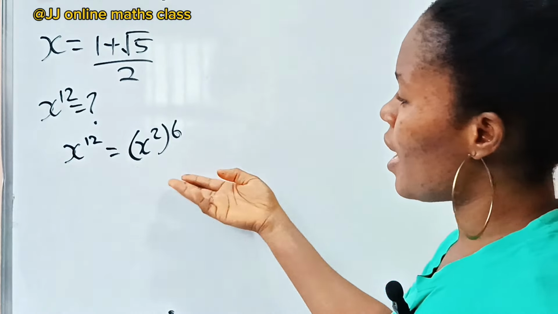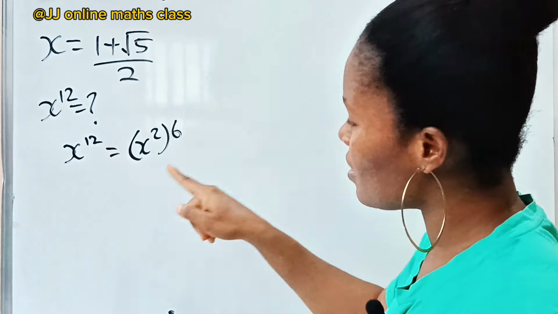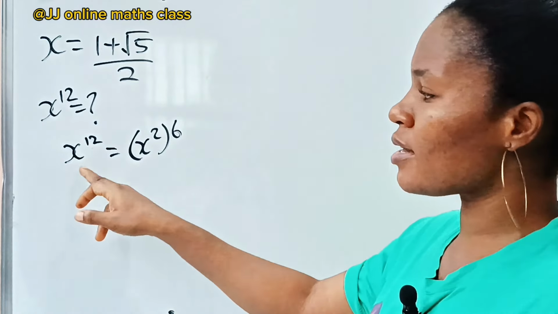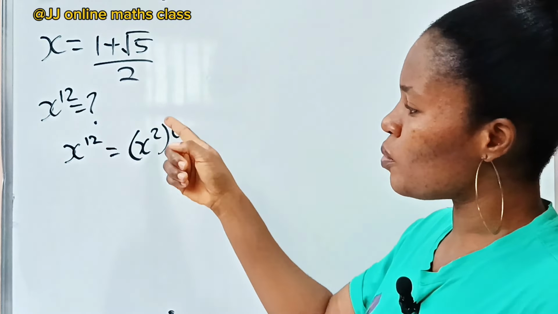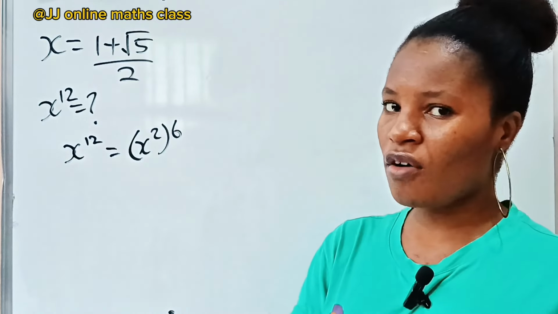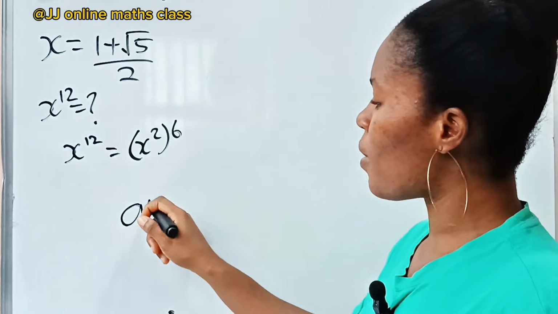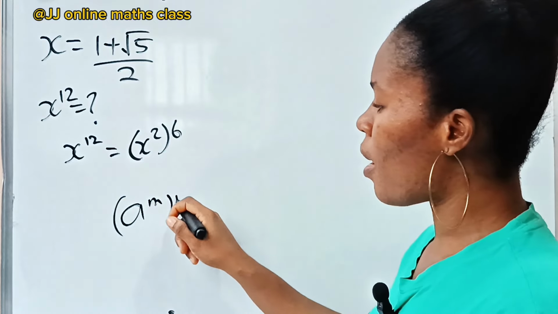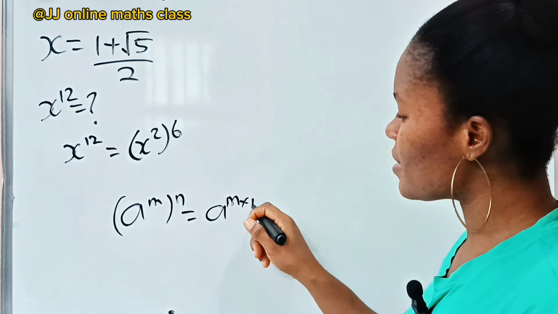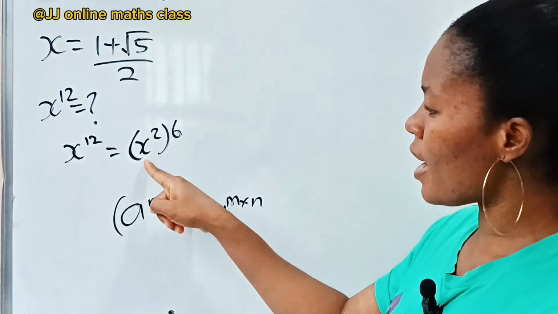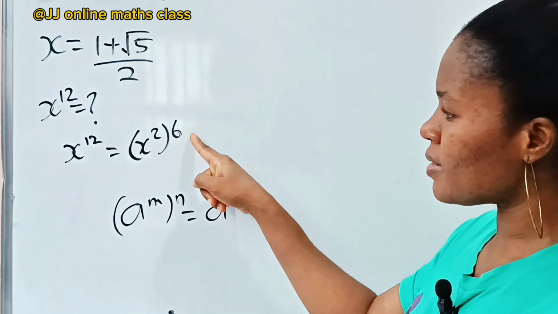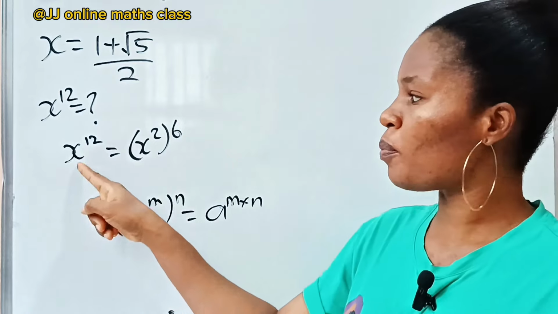All right, now looking at this, like I said, this is what we are targeting. Once you're able to get x squared to the power of 6, we keep manipulating it until we get x to the power of 12. Now, how is x squared to the power of 6 equal to x to the power of 12? You need to recall the law of indices that states that a to the power of m, raised to the power of n, is the same thing as a to the power of m times n. So x squared to the power of 6 is the same thing as x to the power of 2 times 6, which will give us x to the power of 12.